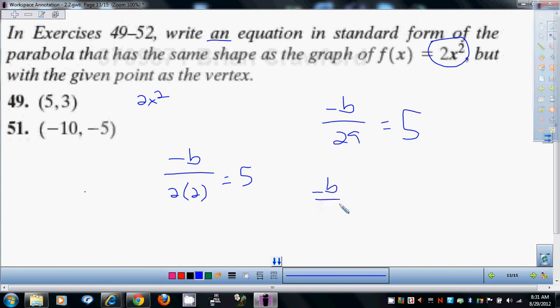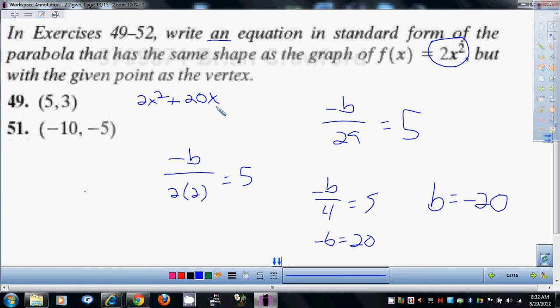So that's negative b over 4 equals 5. Multiply by 4. Move that negative over. And for this one, b equals negative 20, which makes my equation what? That's right, because it's negative b. Yes. Sorry. Brain freeze. There we go. Very good.